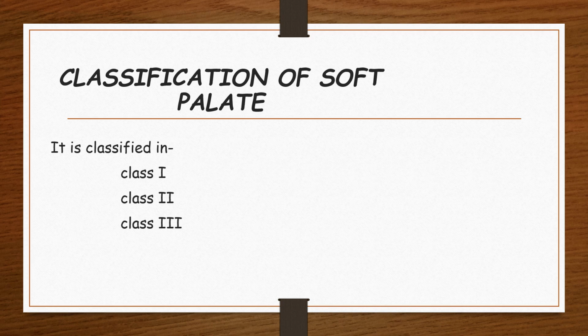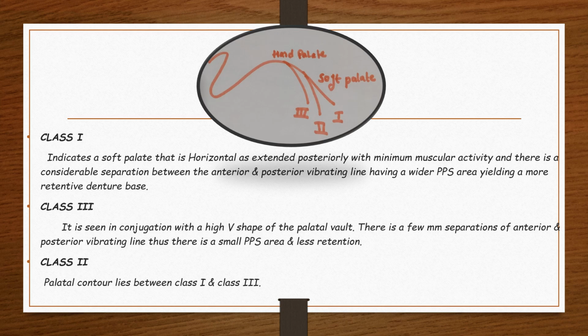How do you classify the soft palate and what influence does the soft palate have on the retention or the stability of the denture, say the PPS? So it can be classified as class 1, class 2 and class 3. Let's see what these are.